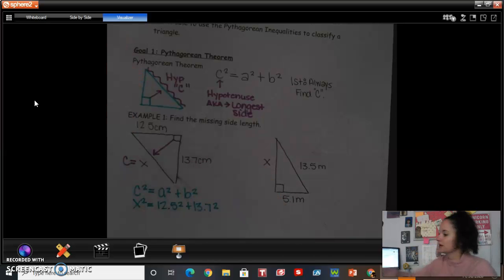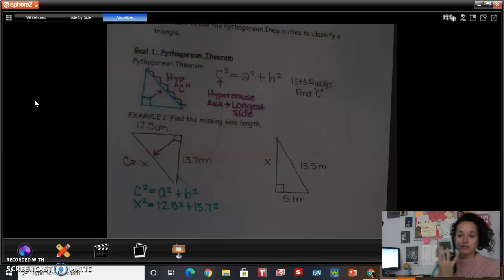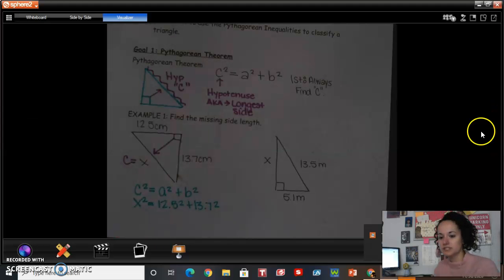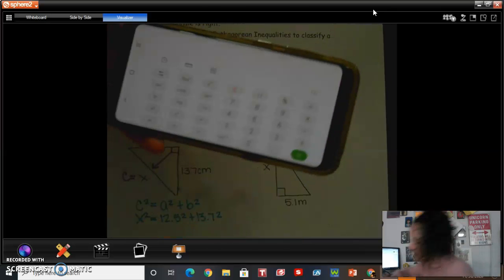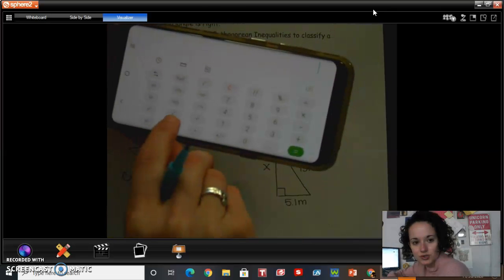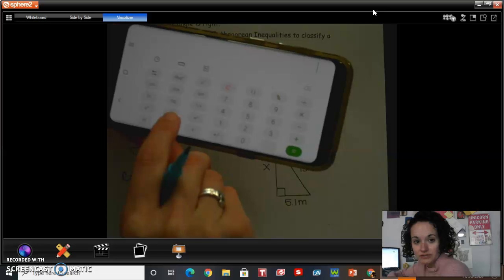13.7 squared. All right, so take your calculator. Your phone can also do this. Let me show you. If your calculator is like this, you're not going to be able to square it. But if you turn it sideways, you should have a button that is like an x with a 2 to it. That's your square button.